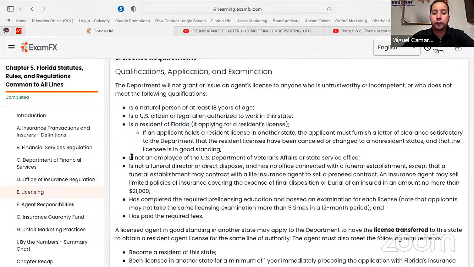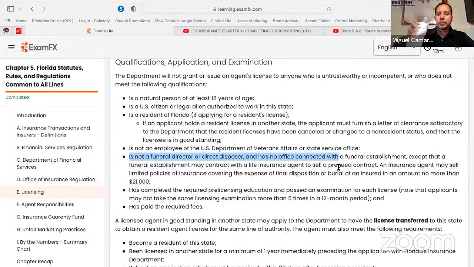So in the state of Florida, the person cannot be an employee of the Department of Veterans Affairs. That might not be true for every state. I filled out paperwork and it doesn't always ask that question. Derek, you cannot be a funeral home director. You can't work at a funeral home and be selling insurance. I don't know why. Who don't want to double dip?